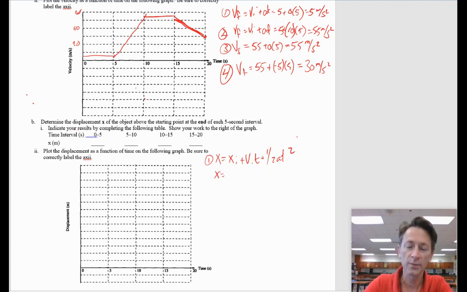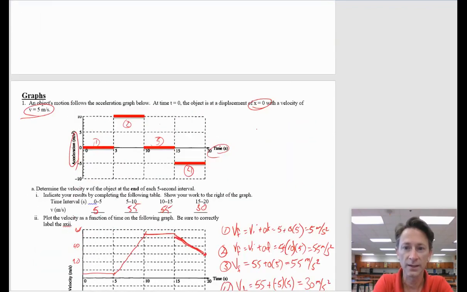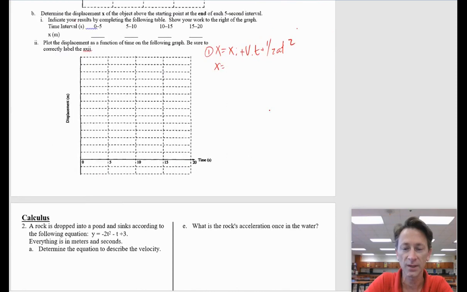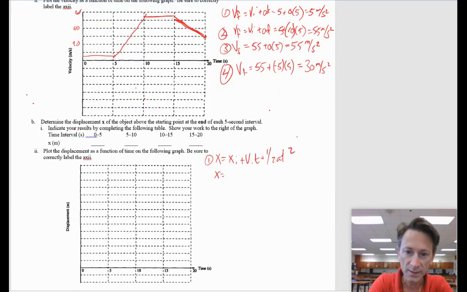So at the beginning of the problem, remember that it told us that the initial position was 0, and so we can fill in just for that very beginning one. We can say that this initial position was 0. We know that the initial velocity at the beginning was 5. That was that way for the first 5 seconds, and there was no acceleration. So at the end of 5 seconds, we know that the object has traveled 25 meters.